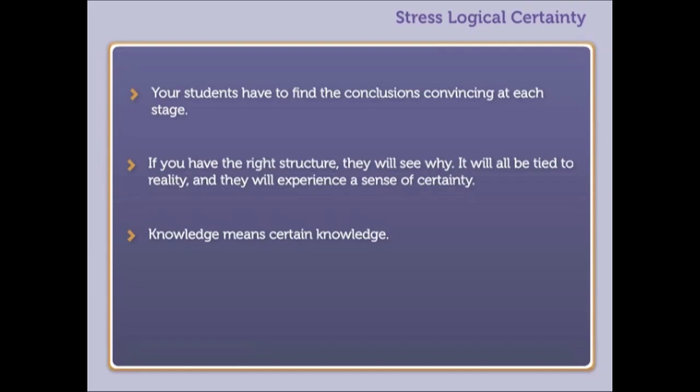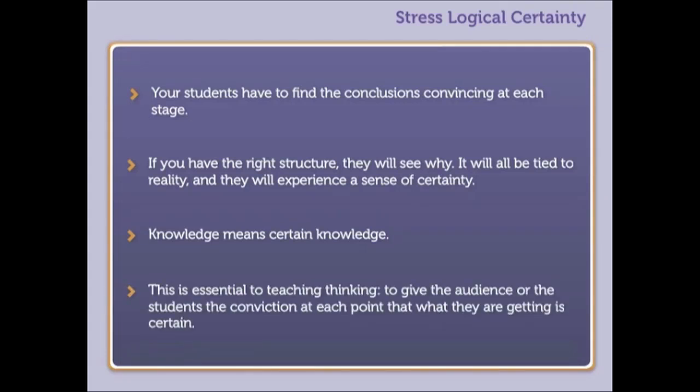Even if you're only teaching at some point a probable theory or a possible theory, still the evidence that leads to that theory has to be knowledge, has to be something you know for certain, and the status of that theory is knowledge, something you know for certain. Now, I regard it as essential to teaching thinking, to give the audience and the students the conviction at each point that what they are getting is certain.